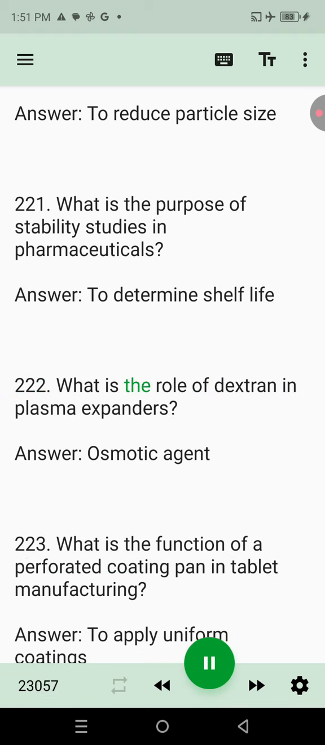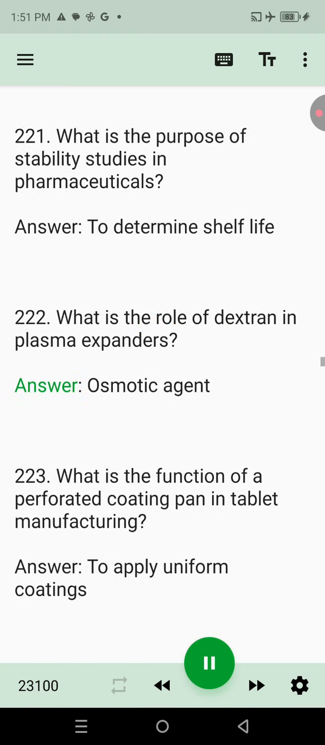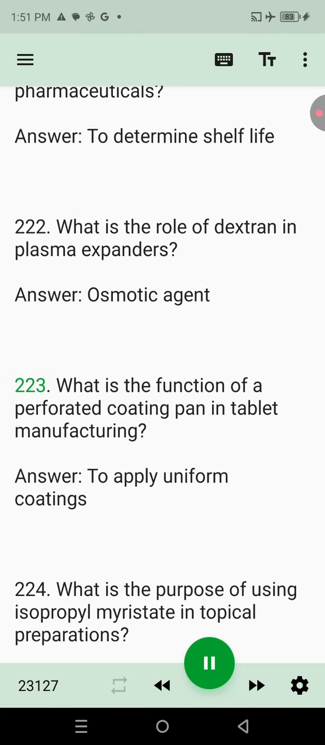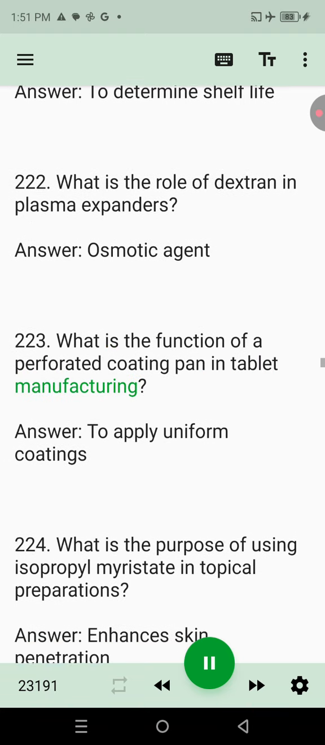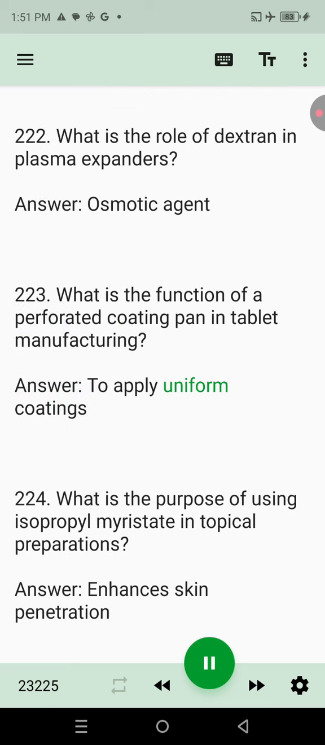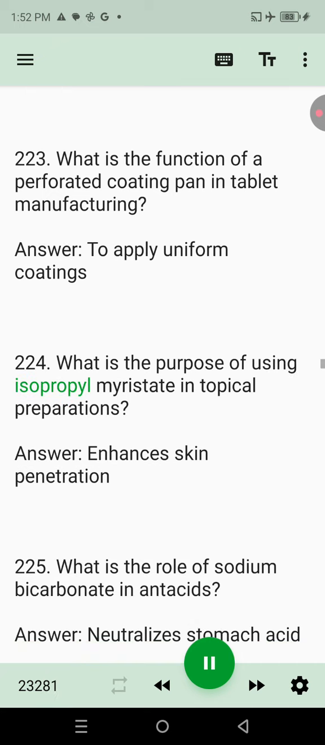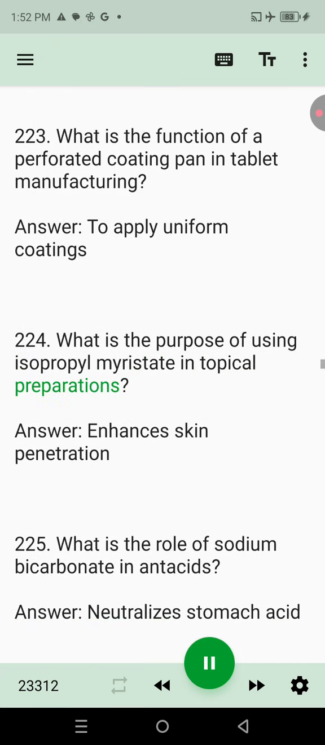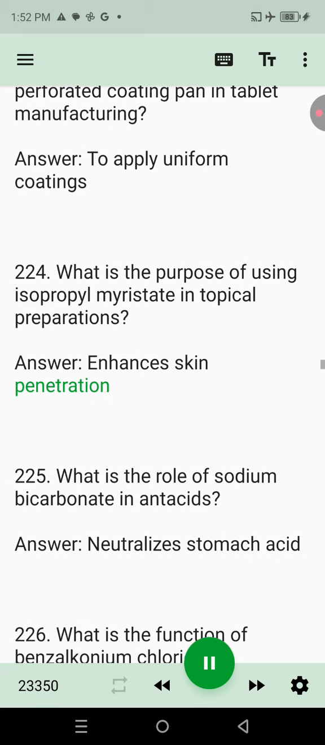222. What is the role of dextran in plasma expanders? Answer: osmotic agent. 223. What is the function of a perforated coating pan in tablet manufacturing? Answer: to apply uniform coatings. 224. What is the purpose of using isopropyl myristate in topical preparations? Answer: enhances skin penetration.